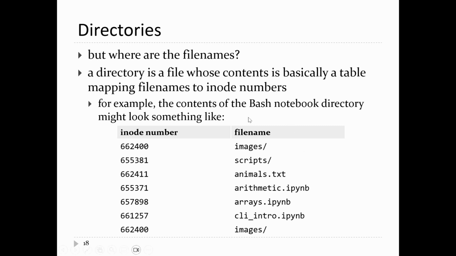So for example, I might have some directory. This is the directory that contains the Jupyter notebook for the Bash notebooks. On my computer, there might be another directory called images, and that contains a bunch of image files for the notebooks. There's another directory called scripts, and that contains all of the bash scripts for the notebooks. There's a regular file called animals.txt. If you remember from the previous lecture, animals.txt has 4 lines in it, with the names of some animals. The directory tells the operating system, if the user is using this file name, what inode number that file name actually corresponds to. So your file names are not stored in the inodes themselves, they're stored in the directory.